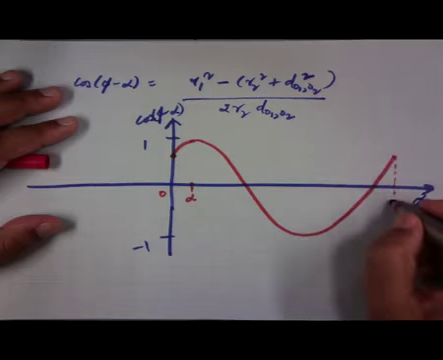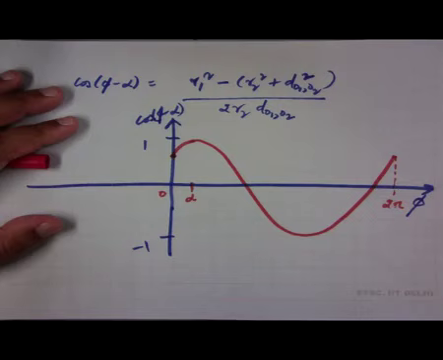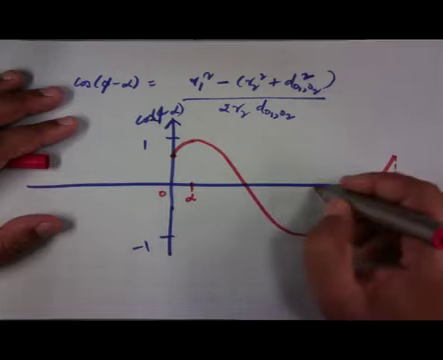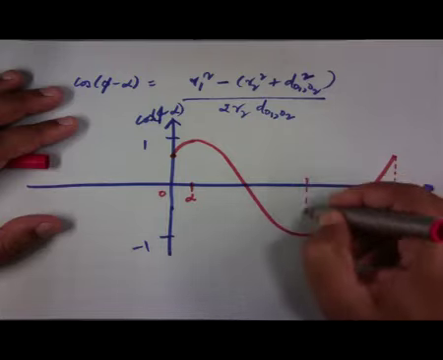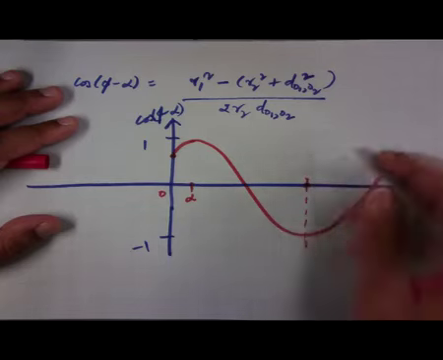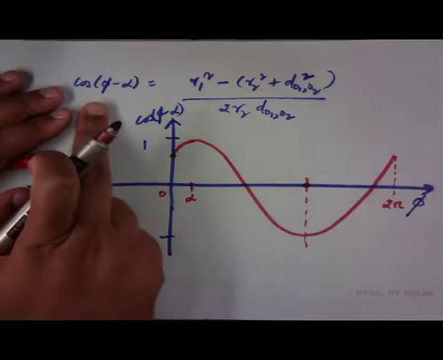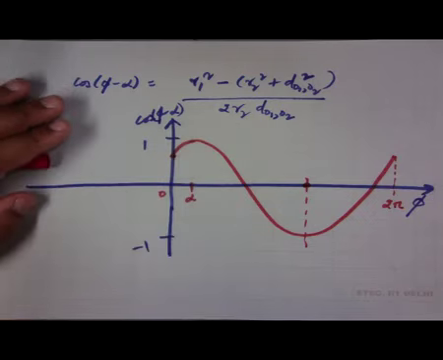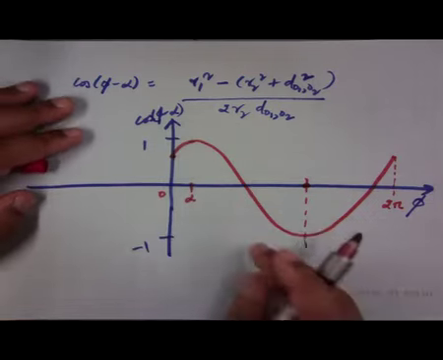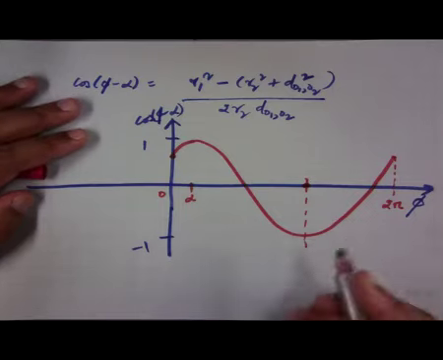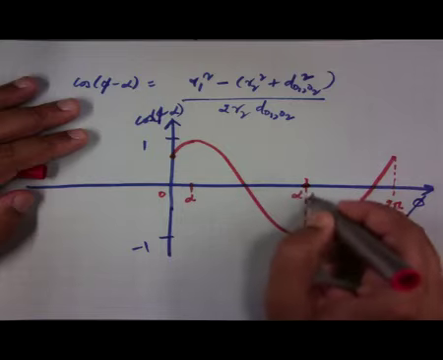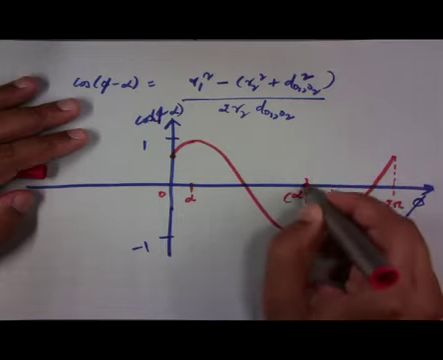This value would be 2 pi, and this value of phi is where it attains its minimum. So, we see that if we have phi equal to alpha plus pi, then cos of phi minus alpha is minus 1, which is the minimum possible value it can attain, and it will attain that at phi equal to alpha plus pi, which is this point.